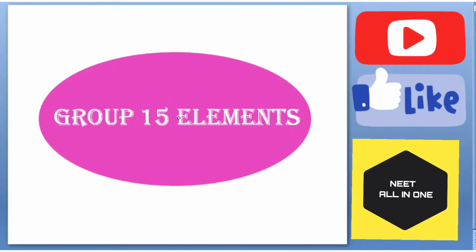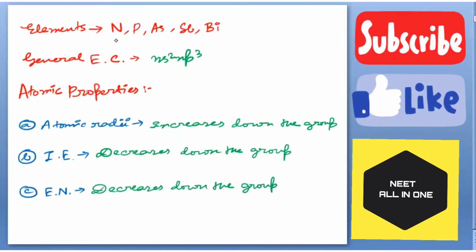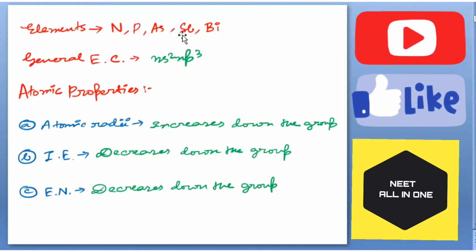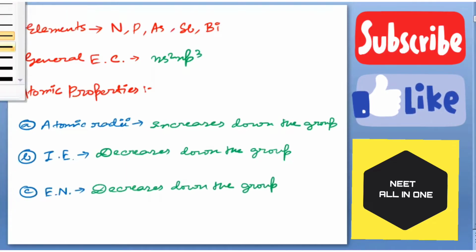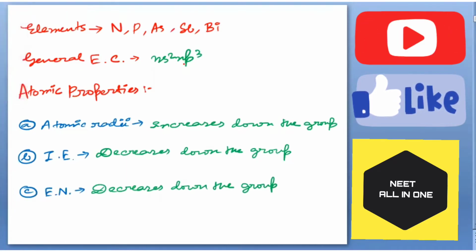So today's topic is group 15 elements. So let us see. The elements are nitrogen, phosphorus, arsenic, antimony and bismuth. Now, the general electronic configuration of the outermost orbital will be ns2 np3.